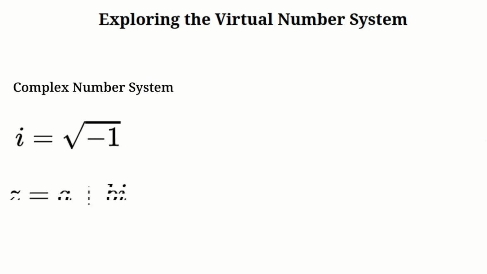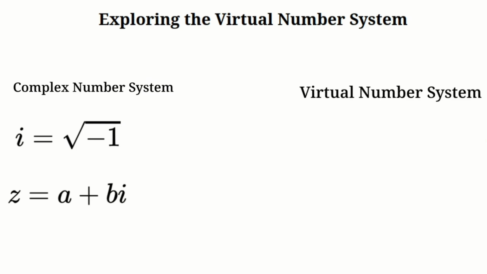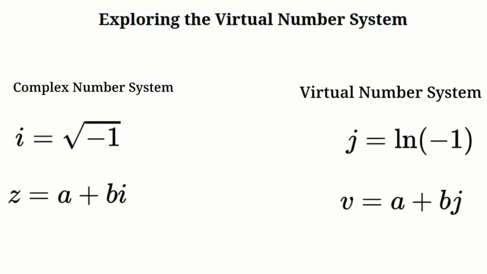In traditional mathematics, when we try to take the square root of -1, we introduce imaginary numbers and define a special symbol i, such that i squared equals -1. This gives us the system of complex numbers, where any number is written as a + bi. But what if, instead of defining an imaginary unit, we take a logarithmic approach? This leads us to the virtual number system, where we define j equal to the natural logarithm of -1.